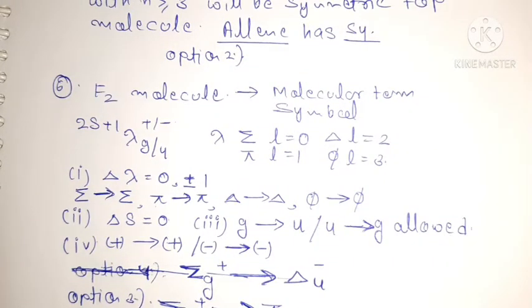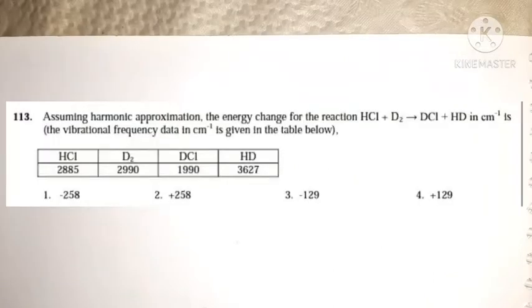Okay friends, now we move towards our next question, and see, it says assuming harmonic approximation, the energy change for the reaction, that is HCl plus deuterium molecule to DCl plus HD, in centimeter inverse is. The vibrational frequency data in centimeter inverse is given in the table below. So friends, on the basis of the given data, you must find the energy change for this reaction in centimeter inverse, and we have 4 options. And friends, this question is also coming for 4 marks. So let's do the solution of this question.